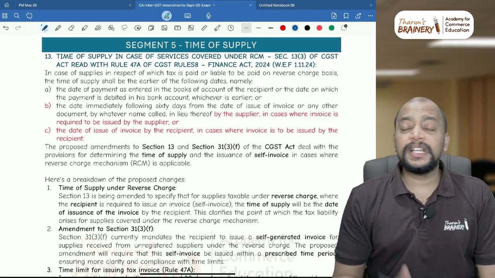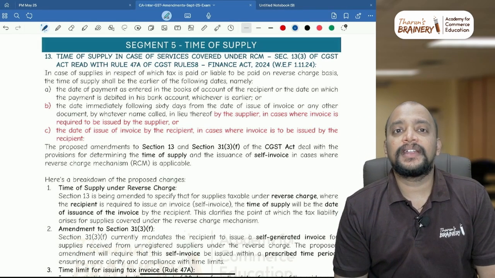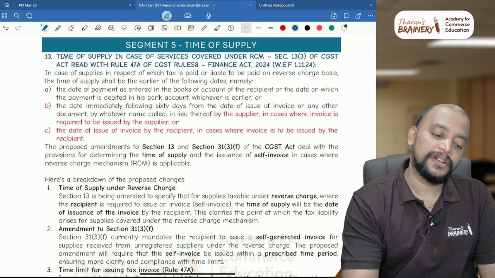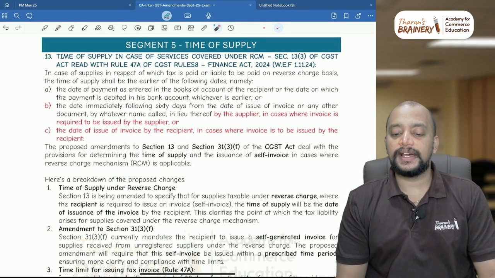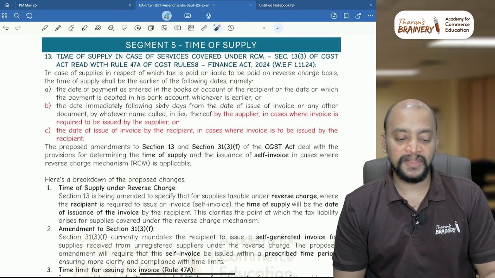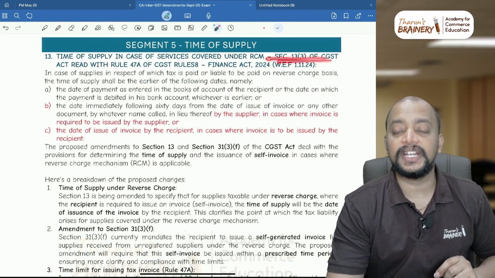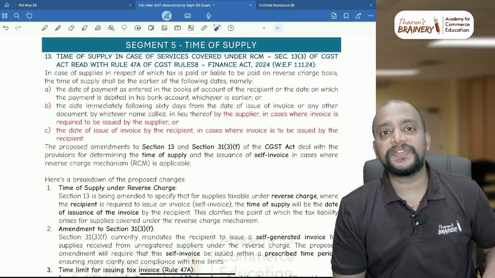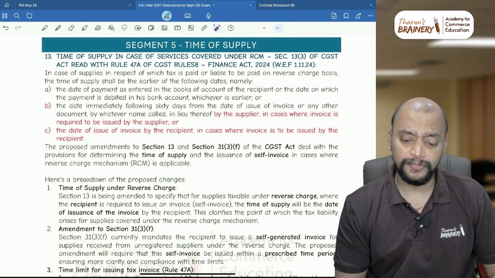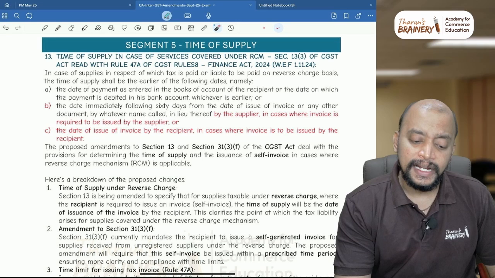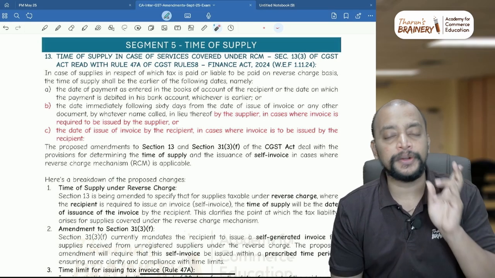Now, what we are discussing now is the time of supply as per services under RCM. This is the updated provision. In case of supplies in respect of which tax is paid or liable to be paid on reverse charge basis, the time of supply shall be earlier of the following dates. This is service under RCM, section 13 subsection 3(a). Section 13 of CGST Act deals with time of supply in case of service. In that, subsection 3 is RCM. What they are telling: the date on which payment is entered in the books of accounts or the date on which payment is debited in bank account, whichever is earlier.